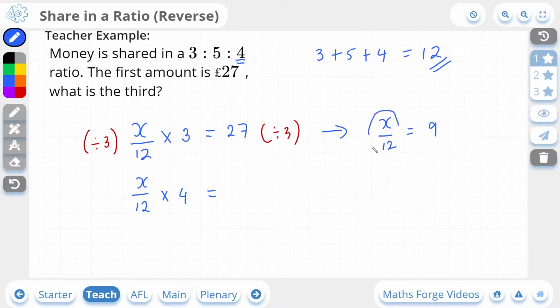So now that we know x over 12 is equal to 9, we can use this in this calculation to find out what the third value is. So x over 12, which is 9, I'm going to multiply by 4, and this is going to give us 36. So our third value should be £36, and if we check our answer, there it is.